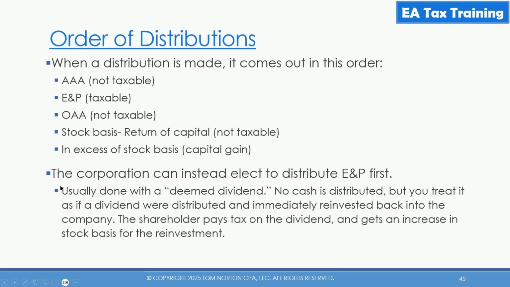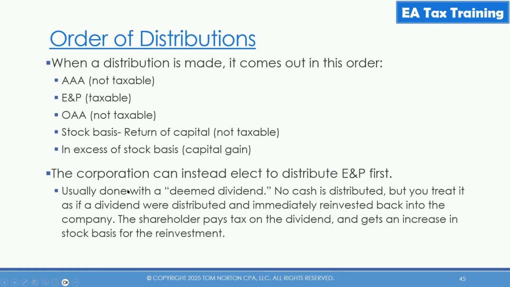There is one election that the corporation can make, and that is to consider the first distributions made to come from earnings and profits rather than from AAA. So they can elect to reverse the order of these first two things and to say, no, we want the distributions to come from earnings and profits first. So those distributions, of course, would still be taxable. So you might say, why would they do that? They could take the distributions and have them not be taxable. Why would they want to pay tax? So we will talk about that here in a minute.